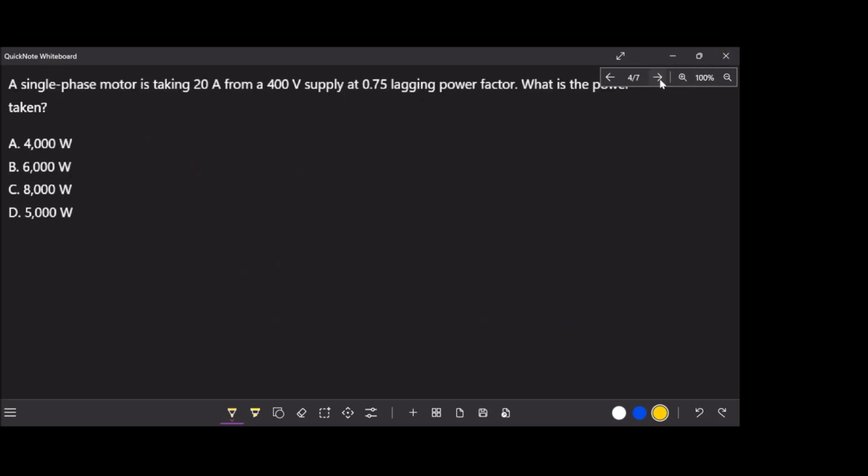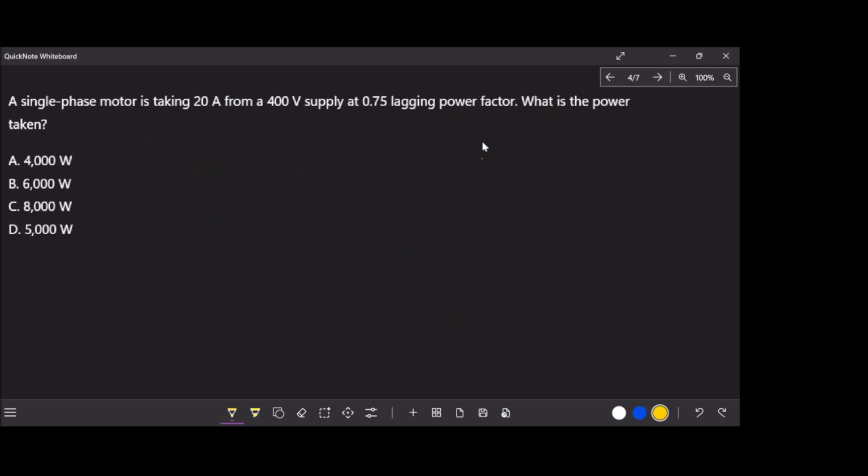Okay? Next, baba natin ng konti. A single-phase motor is taking 20 amperes from a 400 volt supply at 0.75 lagging power factor. What is the power factor taken? Okay? Solution.